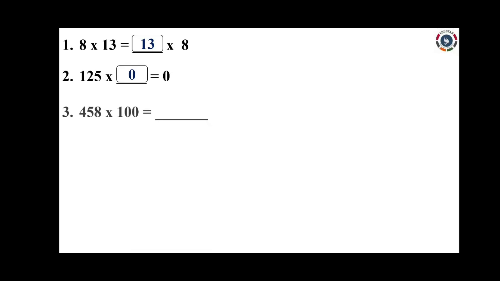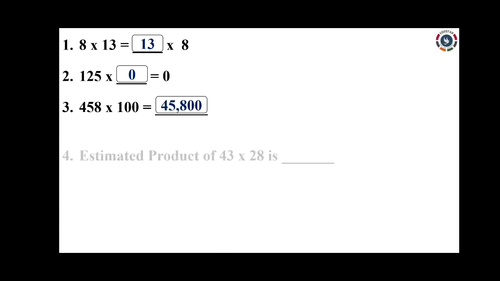Third question. 458 into 100 is equal to 45,800. When we multiply any number with 100, you have to add 2 zeros on the right side of that number. That means you have to put 2 zeros on the right side of that number.